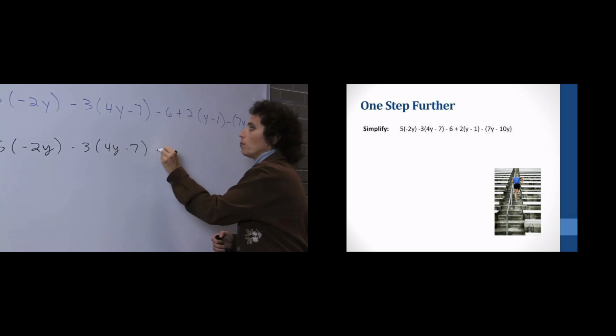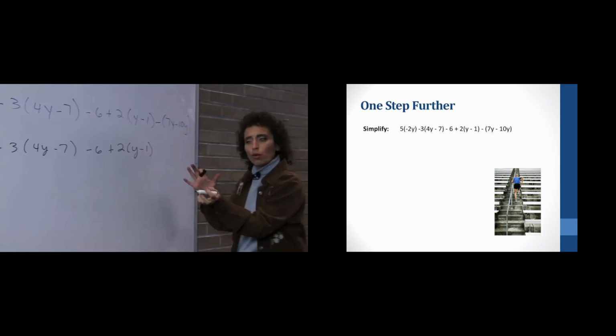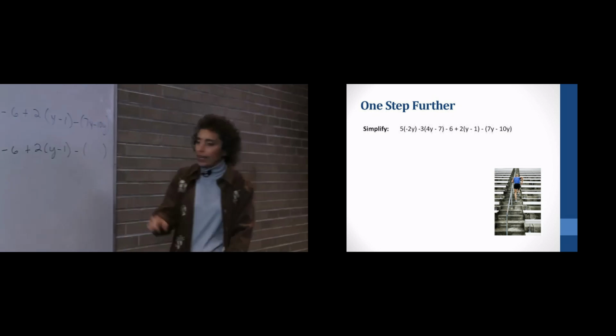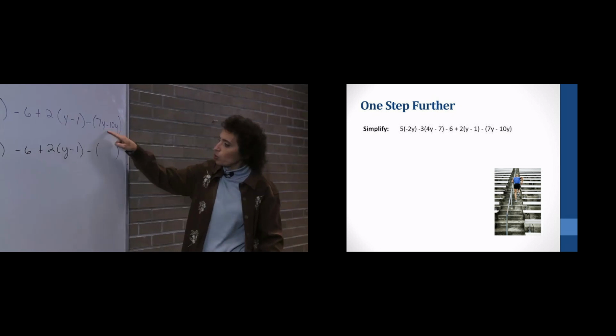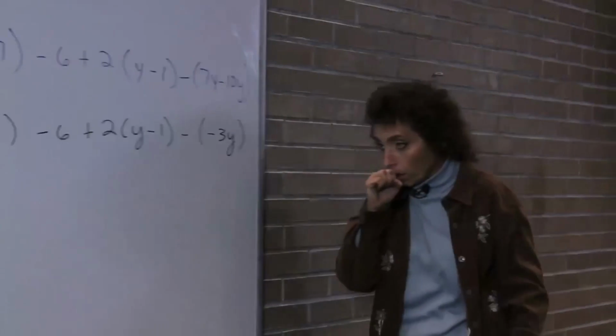Minus 7, minus 6, plus 2 times y. Yeah. There isn't a problem more fun than this. I may run out of board space. I love those. Okay, so I have 7y, but I owe you 10y, so I owe you 3y.